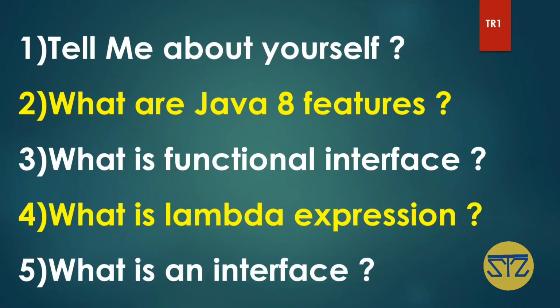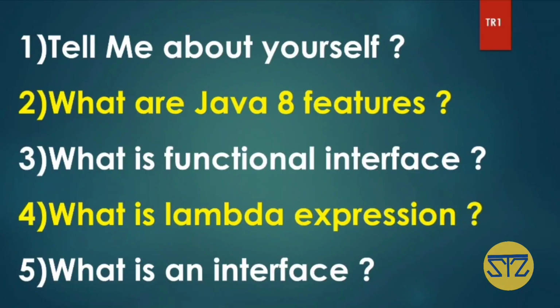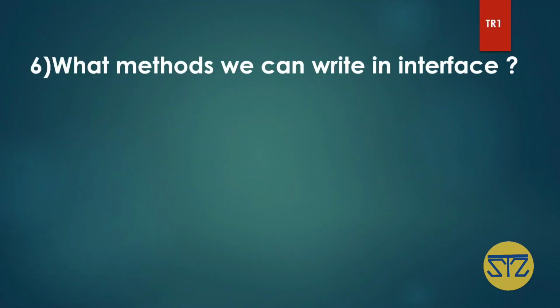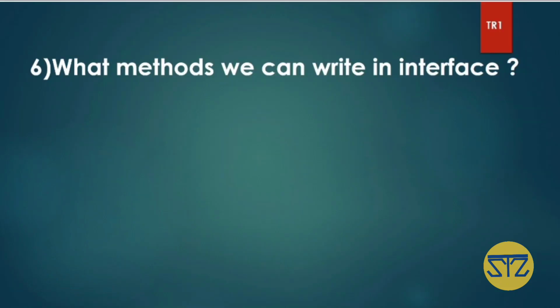Next question is, what is an interface? In Java, an interface shows the functionality but does not showcase the logical implementation of it. Next question is, what methods can we write in an interface? It has static constants and abstract methods, and since Java 8 we can even have default and static methods in an interface, and since Java 9 we can also have private methods in an interface.